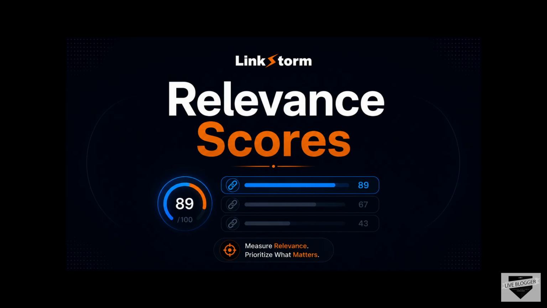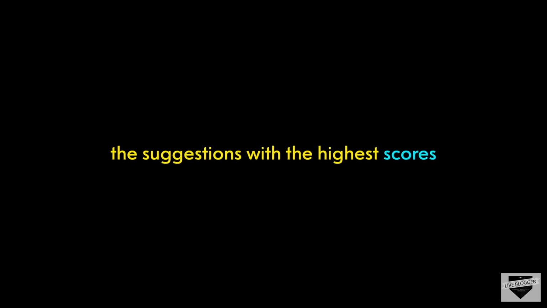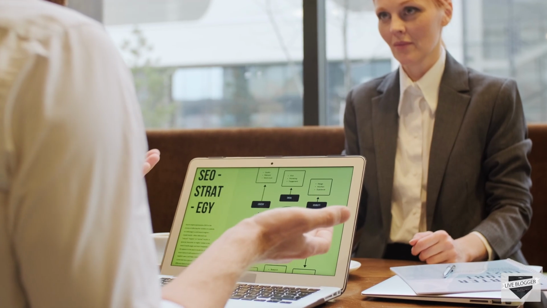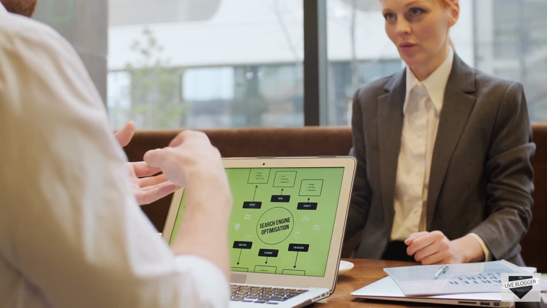LinkStorm provides a relevance score for its internal linking suggestions. This score helps you understand how closely the source page and the target page are related. When a website has a large number of opportunities, relevance scores can help you prioritize your work. You can start by reviewing the suggestions with the highest scores and then move on to the lower scoring opportunities. However, the relevance score should not be treated as the final decision.